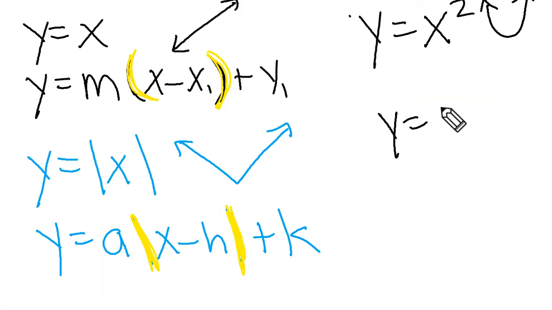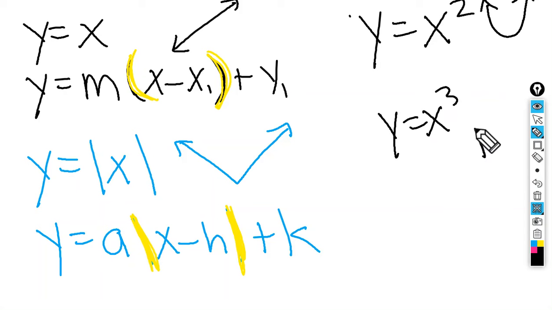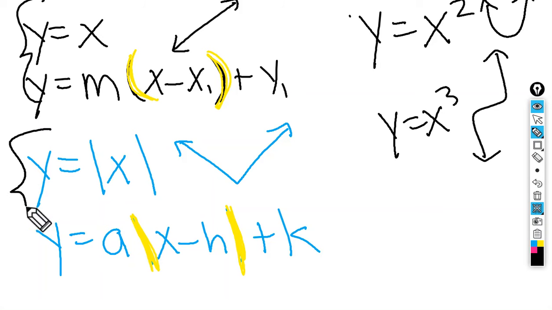X cubed is this little squiggle shape, right? We have only learned this one, and we are learning this one right now. So it has to do with what you see in the equation and how you pick the shape from there. Does that answer your question? Okay, Sydney. So x squared is the parabola, and x cubed is the... cubic. We just call it cubic.